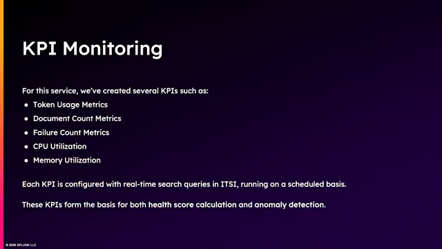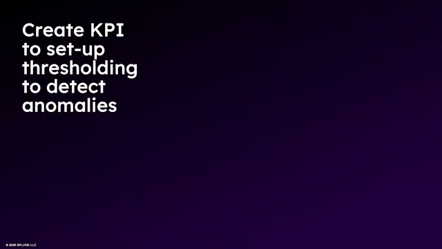You can have several KPIs created for each service. KPIs ensure that we track the right metrics for a service's health. These KPIs form the basis of both health score calculation and anomaly detection. Each KPI is configured with a real-time search in ITSI running on a scheduled basis. So KPIs are created on the useful metrics for each service so that we monitor what really matters to us. We create KPIs and set up thresholds to detect anomalies.